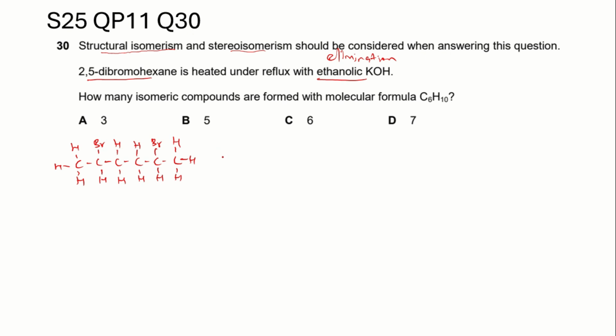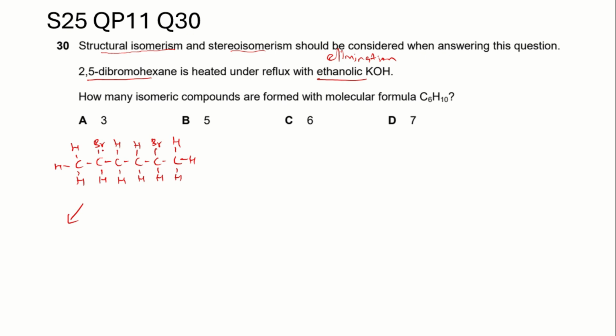In elimination of 2,5-dibromohexane, we will get different products because there are two bromine atoms here which we can remove during the elimination. And also the carbon that is bonded to the bromine has more than one neighbor carbon with hydrogen atoms.